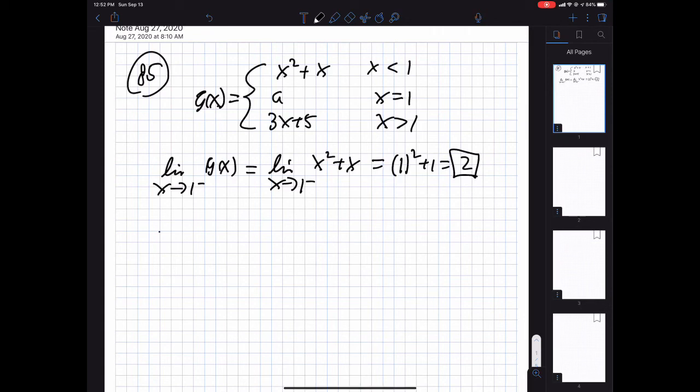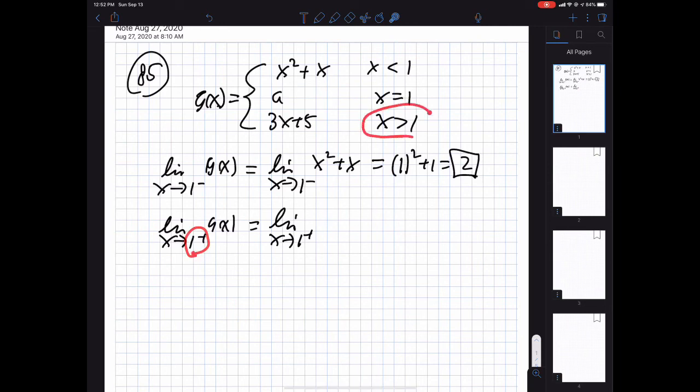All right, now we have to find the limit from the right. Again, we have to figure out which function we're going to use. To the right of 1 is bigger than 1. And this says when x is bigger than 1, that is our function. So I'm going to use 3x plus 5. This is a polynomial, therefore it's continuous. And to find the limit of a continuous function, I just plug it in. So that is 8.